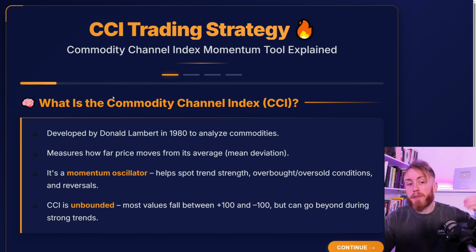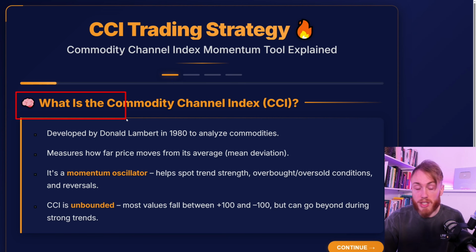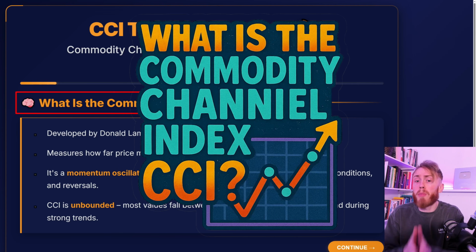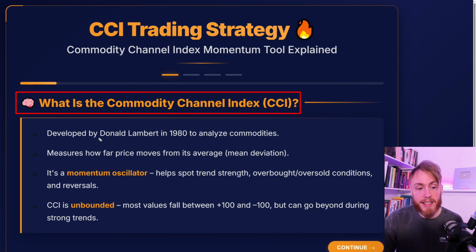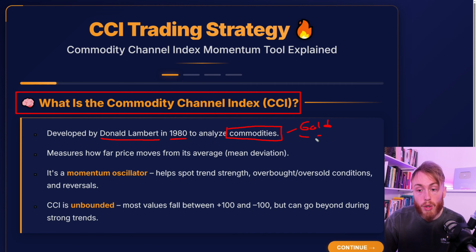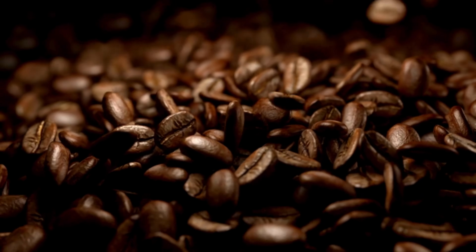But alright then, so before we can start using and trading with the CCI indicator, we need to learn the basics. And the very first question we of course need to answer here is, what is the commodity channel index, or for short CCI? Well, this indicator was developed by Donald Lambert all the way back in 1980, and it was actually originally developed to analyze commodities. So commodities is everything from gold to oil to coffee beans and so on and so on.